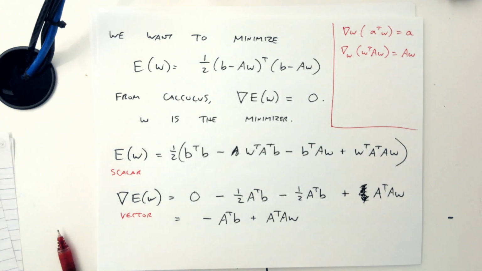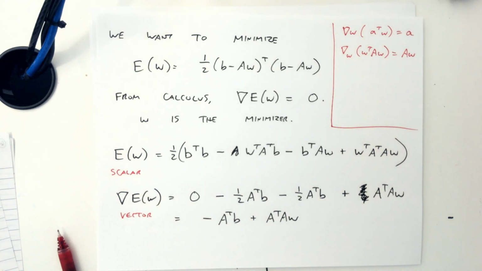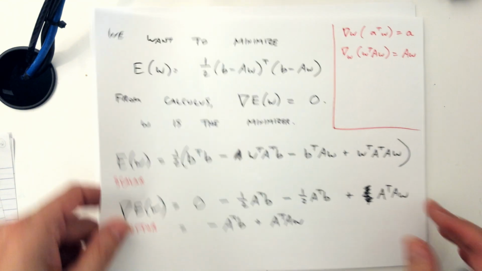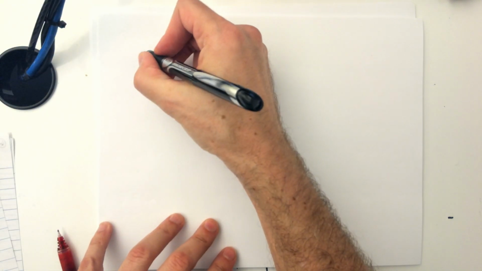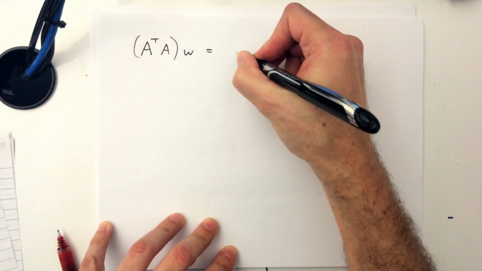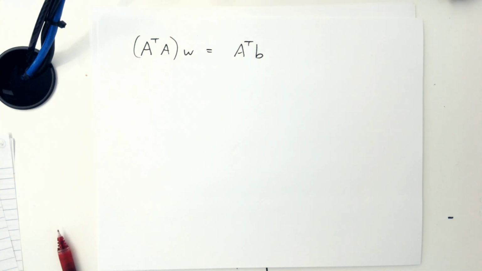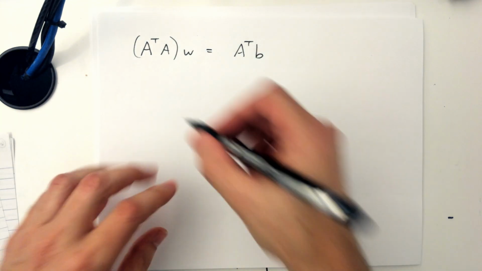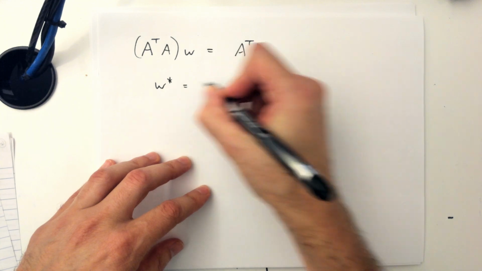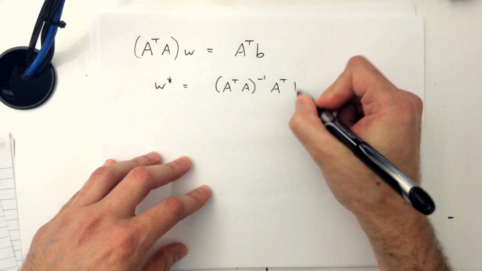And so now, this is a vector. To set this equal to 0, the key equation is the following: A transpose A W equals A transpose B. I move that over onto the right-hand side. And now, how do I solve this problem? Well, I take the inverse of this matrix, and my optimal answer is this.